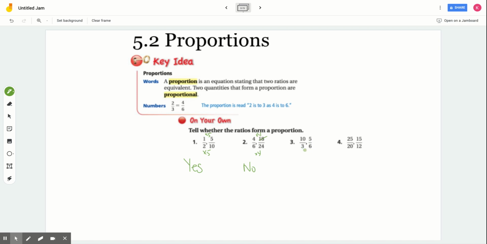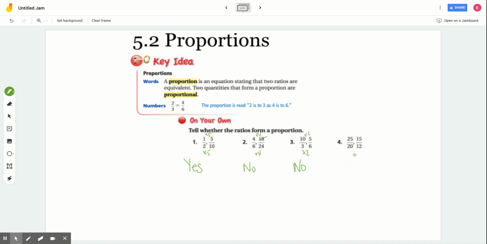Again, 3 times 2 is 6. Is 10 times 2 5? Since it is not, this would be not proportional. They are not equal to each other.